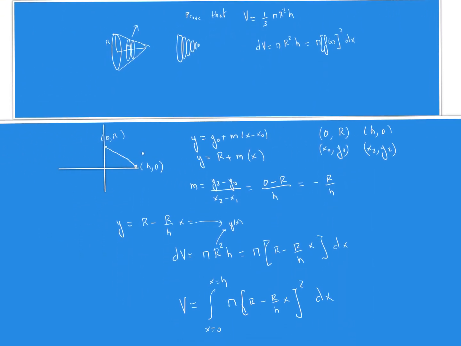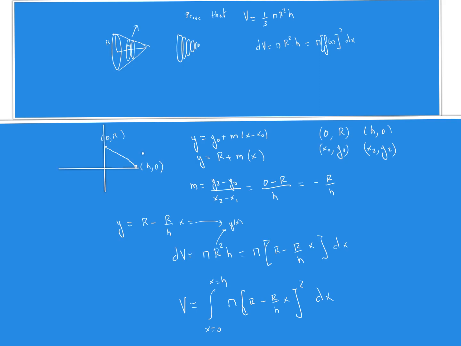The cone is generated by revolving this line, the line that connects the point (0, r) with the point (h, 0). This is a straight line that passes through (0, r) and (h, 0). If you find this line, you will obtain y equals r minus r divided by h times x. When x equals 0, y equals r. When x equals h, y equals 0. So this is the straight line, and you know how to do the calculation.